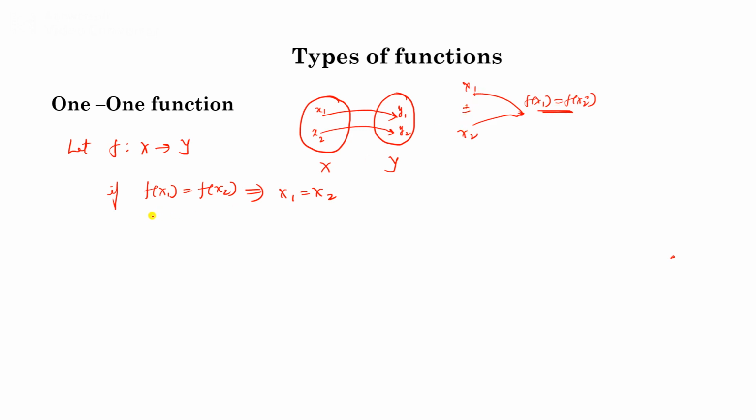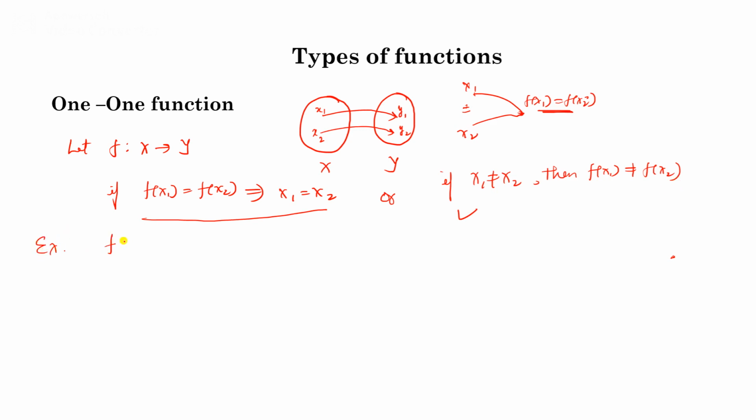So mathematically we can define a function in this way, or alternatively we can say if x1 is not equal to x2, if x1 is different from x2, then f(x1) is also not equal to f(x2). So both are the same. Either you can start with f(x1) equal to f(x2) and show x1 equal to x2, or you can start with x1 not equal to x2, then f(x1) is not equal to f(x2).